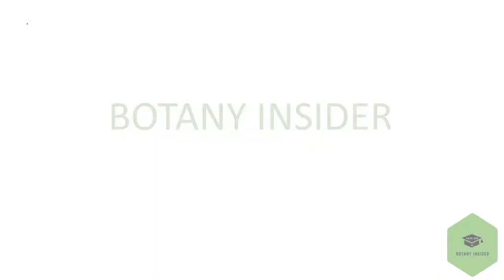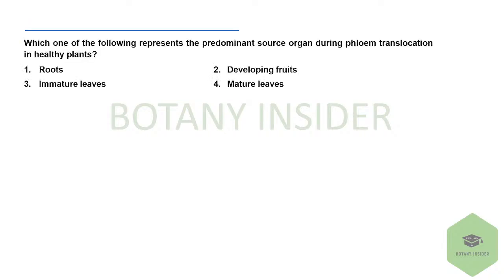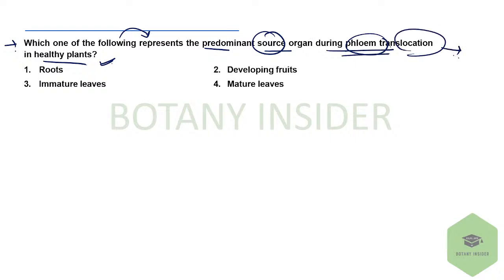Right, so let's begin with the class and discuss a few of the previous year questions. So this is the very first question for you all. The question is, which one of the following represents the predominant source organ during the phloem translocation in the healthy plants?